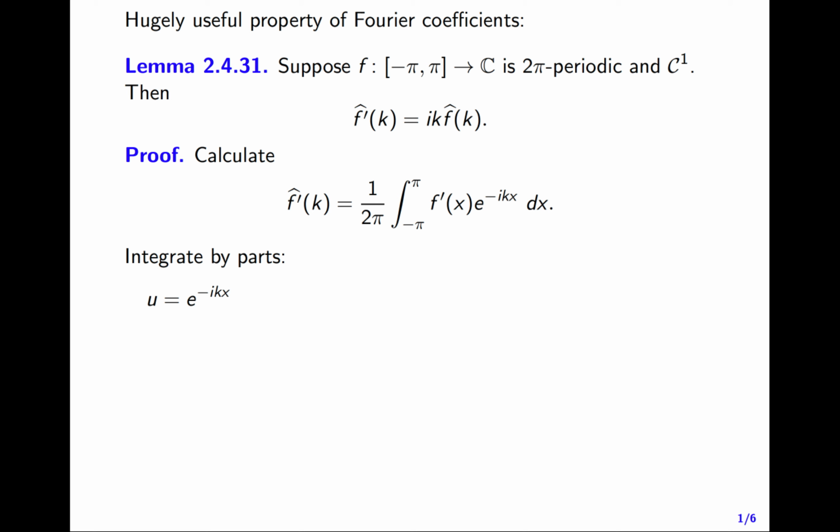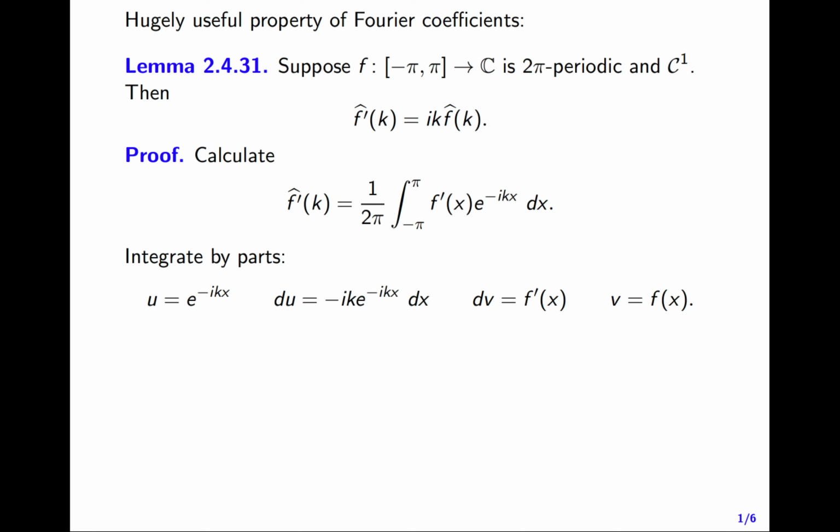We'll put u equal to e to the minus ikx. So du is minus ik, e to the minus ikx dx. Put dv equals f prime of x, and v equals f of x. That's really the only natural thing to do in this integral. It's a product of two things, so we often think of integration by parts. And we don't know that we have more derivatives on f. F is only 1 times differentiable, so it makes sense to put the dv factor to be f prime of x.